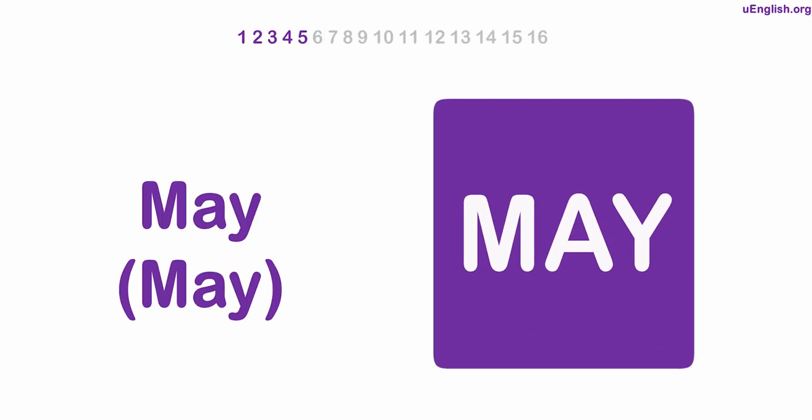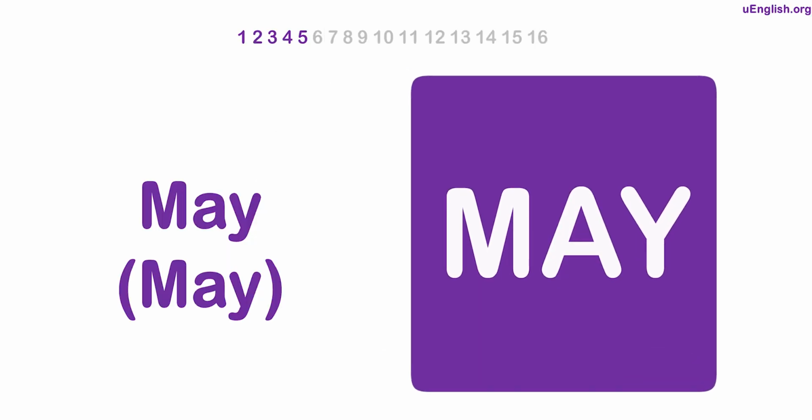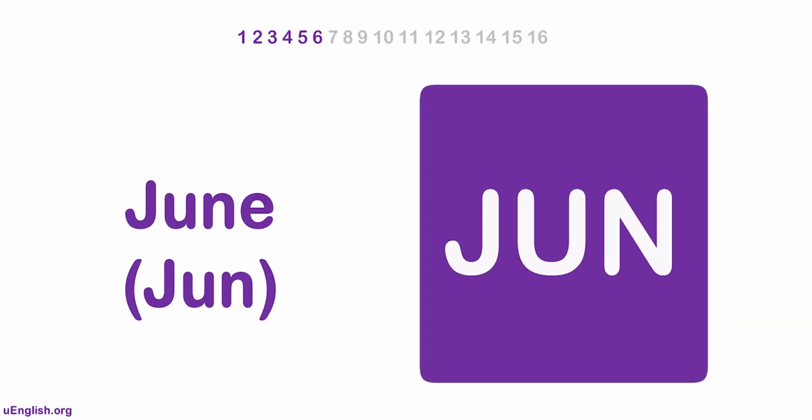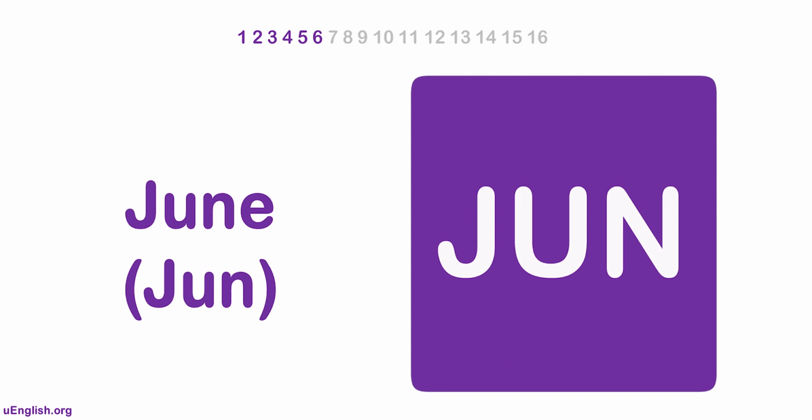May, the fifth month of the year, late spring in the Northern Hemisphere, and often associated with the approach of summer. May. June, the sixth month of the year, commonly associated with the beginning of summer in the Northern Hemisphere. June.